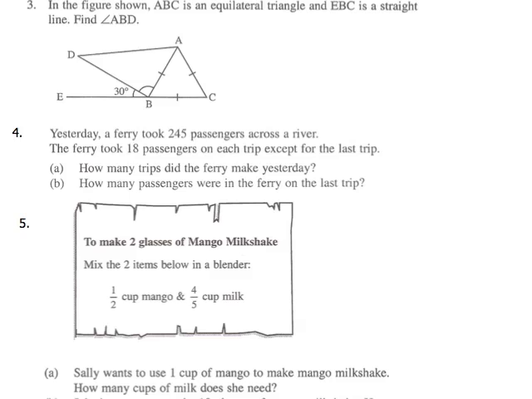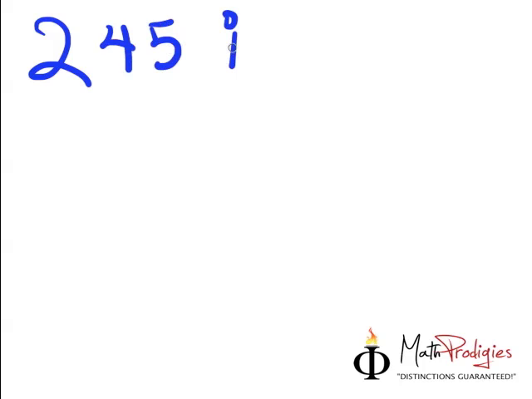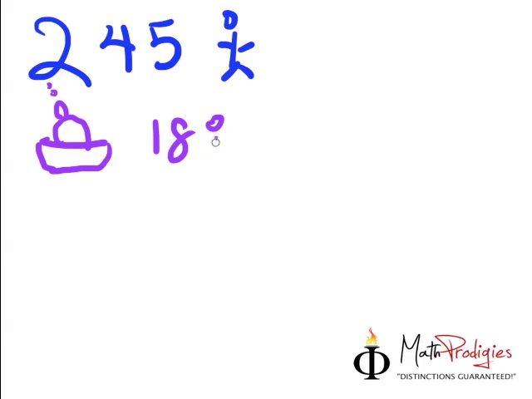So let's think of it very logically. First off, there were 245 passengers which the ferry took. So 245 people. Okay, and on each trip, so I'm going to draw a ferry here. Okay, this is a very bad ferry. Every ferry ride consists of 18 people. So the question is asking you how many trips it made.